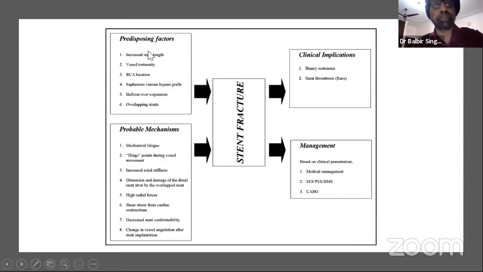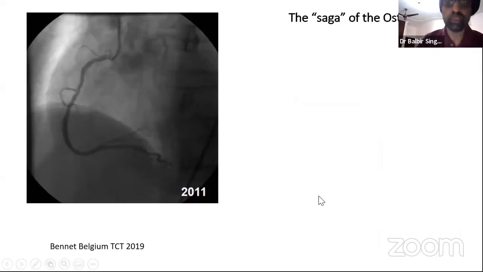The stent fracture predisposing factors are increasing length, vessel tortuosity, RCA location, SVG grafts, balloon overexpansion. So one should know the properties, how well you can expand with what balloon you should use. Overlapping stents, technical implications I've already discussed. The probable mechanism could be mechanical fatigue, hinge points during the vessel movement, increased stiffness. So the stents which are very conformable are better, less prone to stent fracture. Cypher was a very unconformable stent, you know that, and maximum fractures happened with that. So management remains as to what the outcome is.